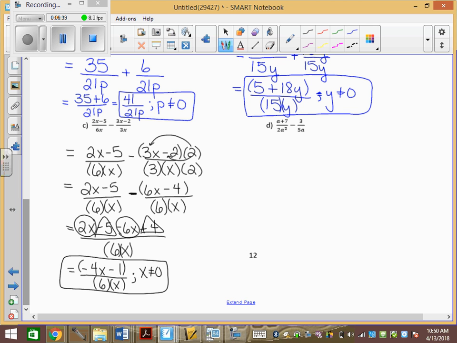D, we have a plus 7 over 2a squared. And 2a squared is just a 2, an a and an a, technically, correct? We're not going to write it like that after. I'm just proving a point. And then 3, and then a 5, and an a. So what's missing from the left-hand side?